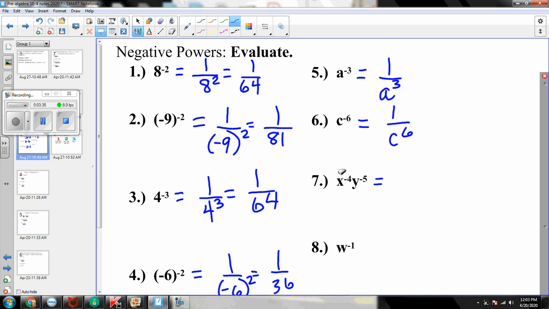So on number 7, I'm noticing x and y both have negative exponents. That means I'm going to move them both to the denominator. This would be an x to the 4th. This would be a y to the 5th when I move them. So my answer would be 1 over x to the 4th, y to the 5th. Number 8, w is to the -1 power, so I have to move it to the denominator. And then it becomes w to the first power. Whenever you have an exponent of 1, you do not need to write that 1, so you could just say 1 over w.